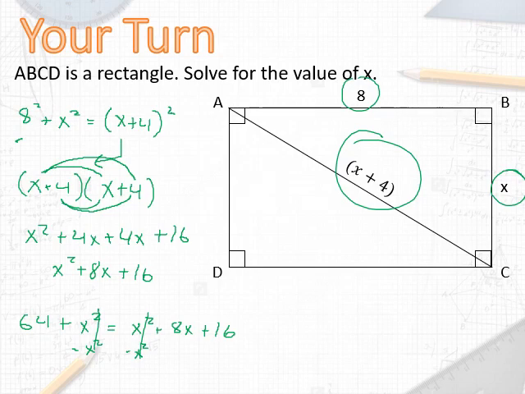So that means we're left with 64 is equal to 8x plus 16. Let's subtract that 16 from both sides, get all the numbers together. So we've got 8x is equal to 64 minus 16, which is 48. Divide both sides by 8. X is 6.